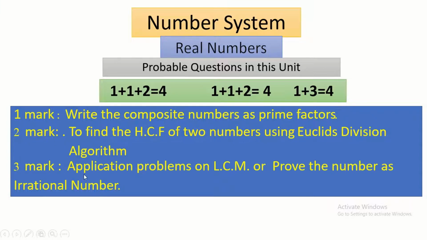And for 3 marks questions, application problems of the LCM, or it may be to find the LCM of numbers in application level forms. And also the question may appear like this: prove the number is an irrational number. That means prove that root 2 is an irrational number, or prove that root 3 plus 2 is an irrational number. That type of question may appear for 2 or 3 marks.